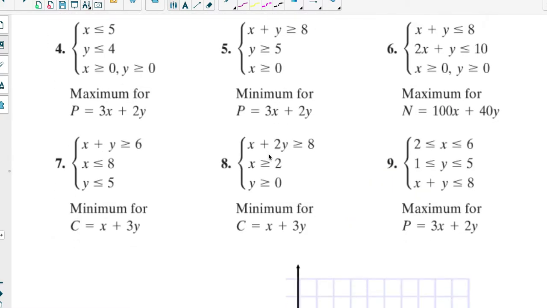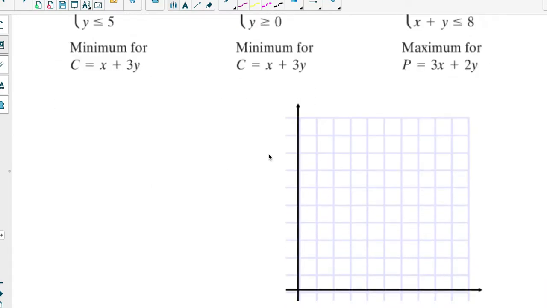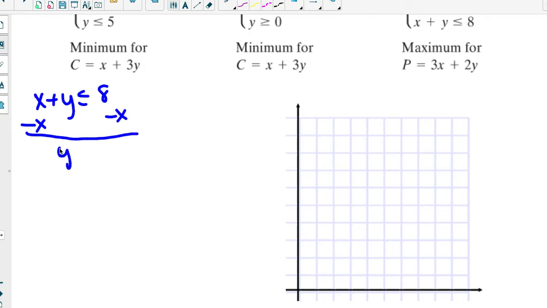So you have x plus y is less than or equal to 8. So let me go ahead and jot that down. x plus y less than or equal to 8. In order to graph it, we have to solve for y. So we're going to subtract x from both sides, and you have y is less than or equal to negative x plus 8. So your y-intercept is 8, and your slope is negative 1.